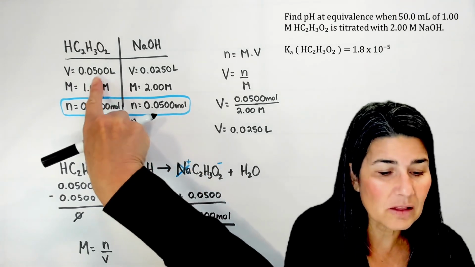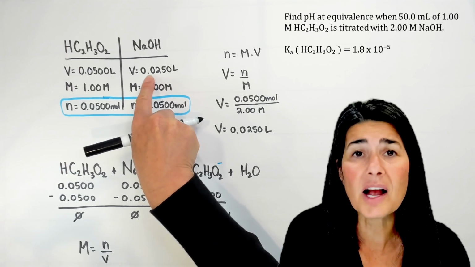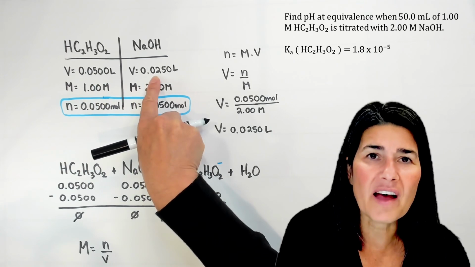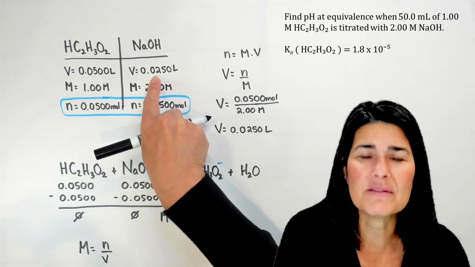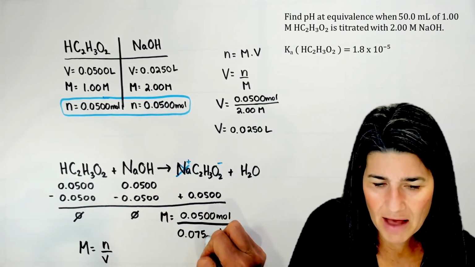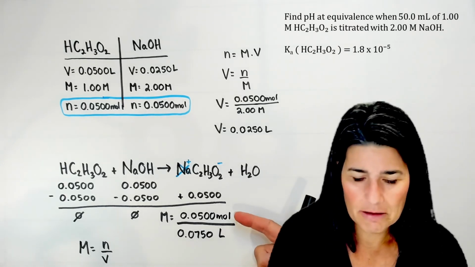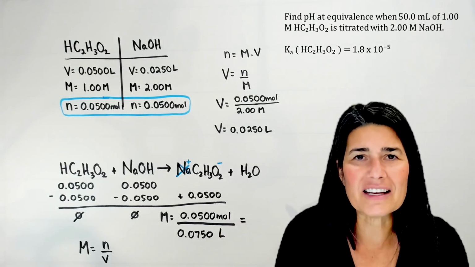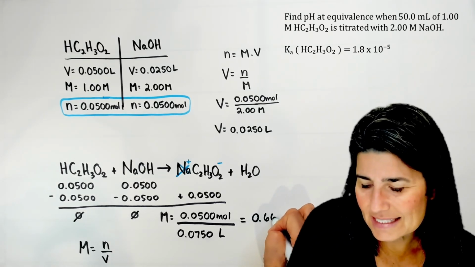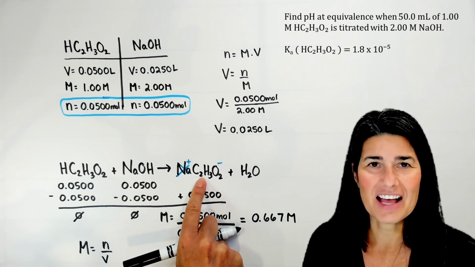So if I go back up and look, I've got liters from my acetic acid. I've got liters from my sodium hydroxide. We're just going to add those two together. 0.05 and 0.025 is 0.075, 75 mils right here. So we're going to use 0.0750 liters. Now, if you divide that, that's basically 50 over 75 or 2/3. So you end up with a molarity of 0.667 molar for that acetate ion.